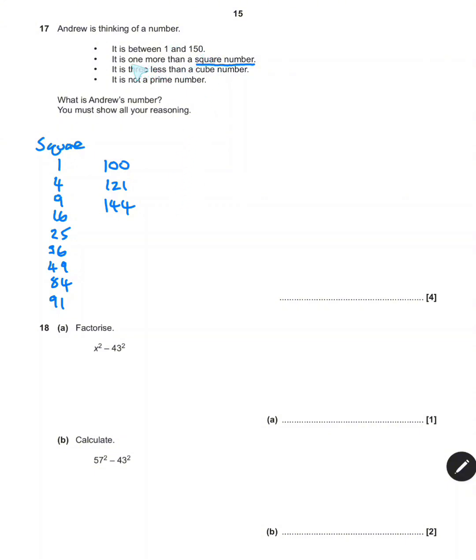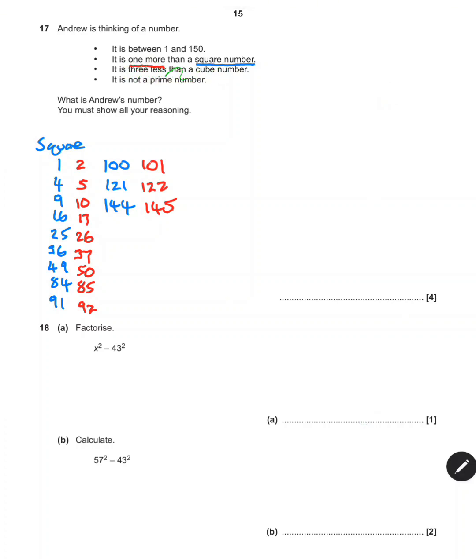So I'm just going to stop there. Go back to this information. It actually says I want one more than a square number. So let's do that now. I'm going to add 1 to this. Add 1 to this. Keep working through the question.